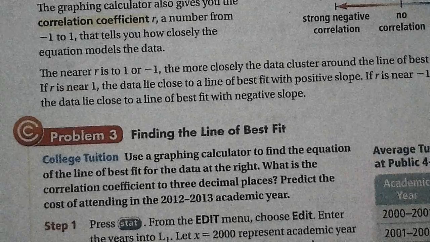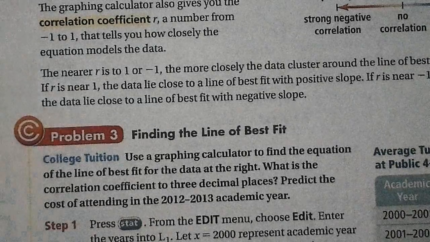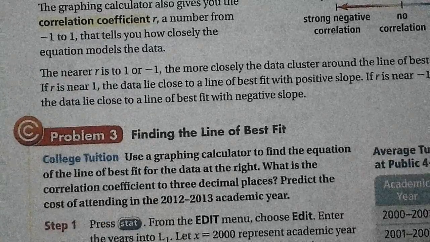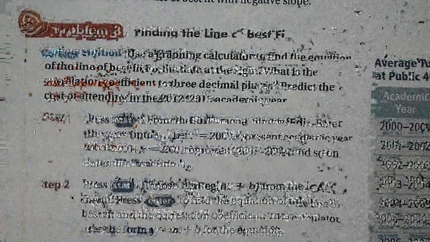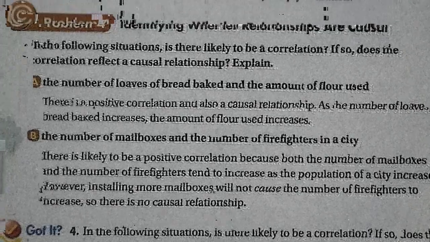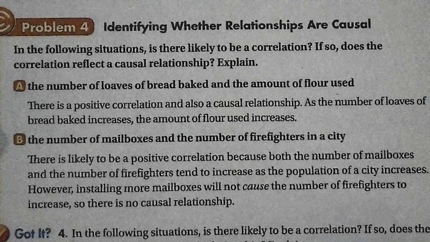Okay, so if there's no correlation, you're not going to have a number that's really close to -1 or 1. It's going to be really spread out. So we're not going to look at problem 3 because once again that's the graphing calculator and we won't be able to do that. All right, so we are going to look at 4. So it says identify whether relationships are causal.